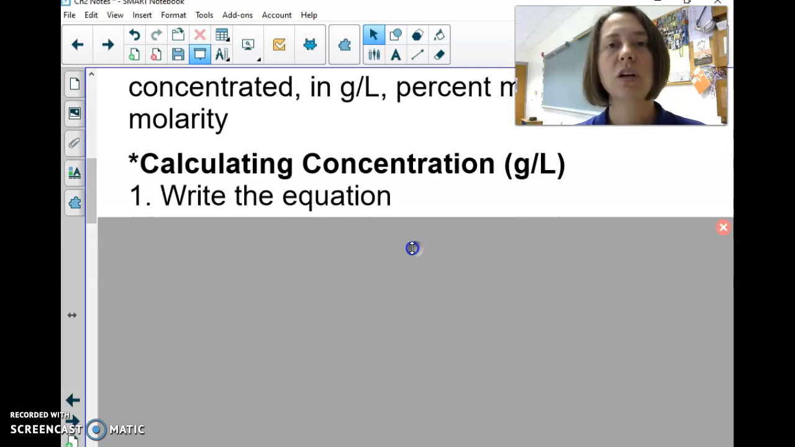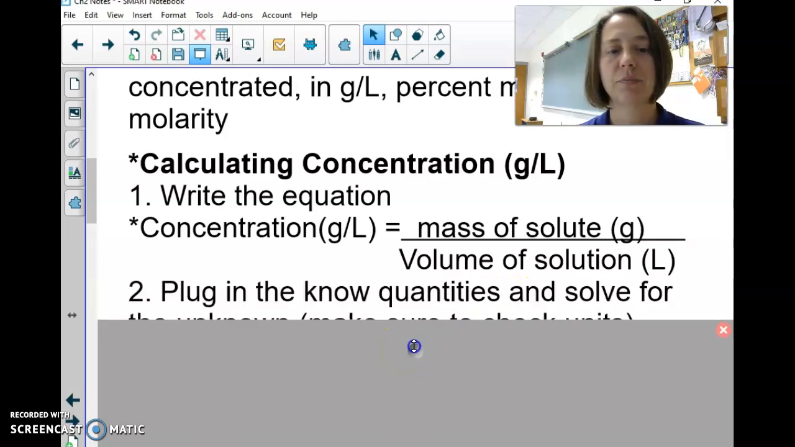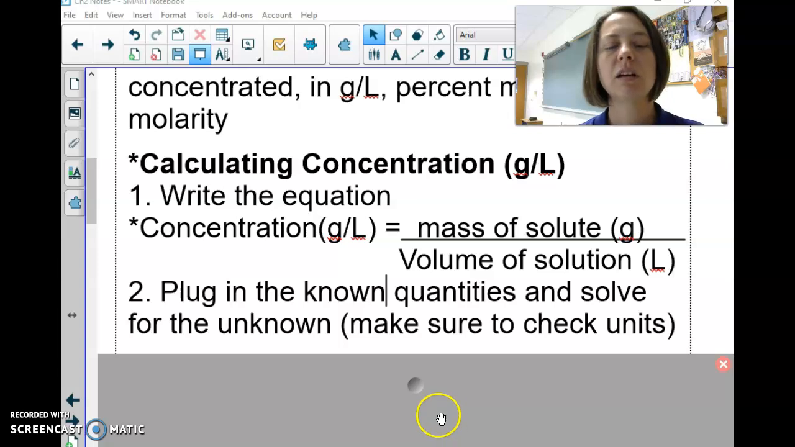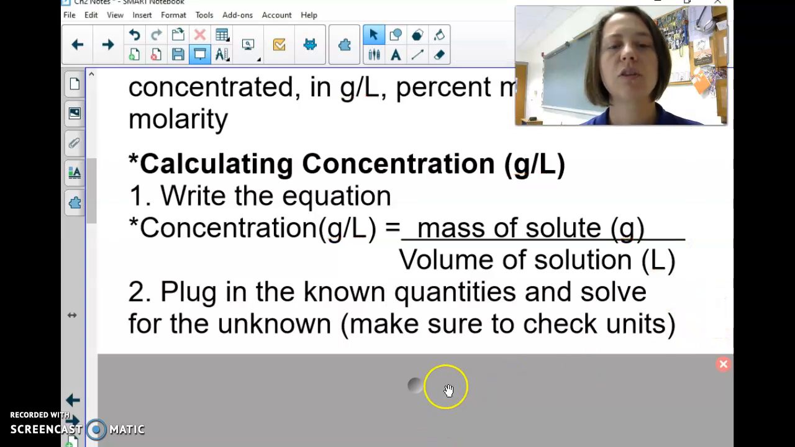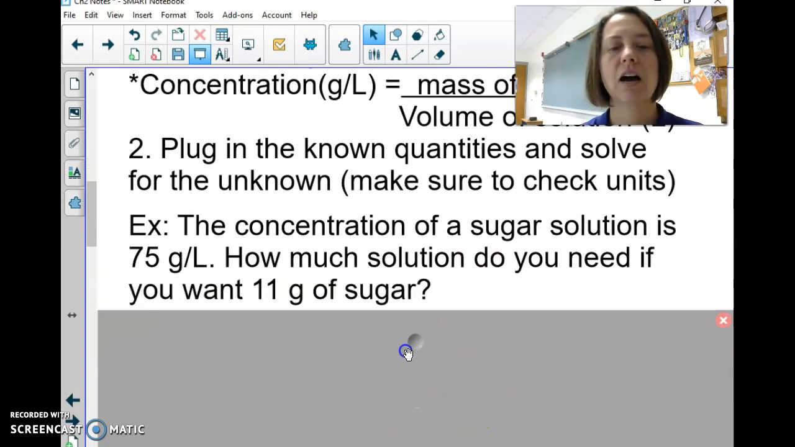So first thing we're going to do is write this equation. Concentration in grams per liter is equal to the mass of the solute over the volume of the solution in liters. Then we're going to plug in the known quantities, solve for the unknown, and make sure our units match up with what they're supposed to be. So please write this down.